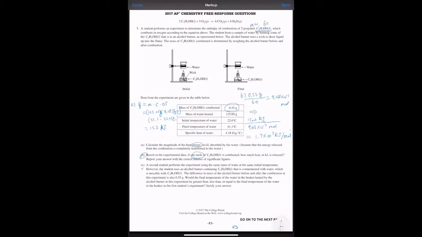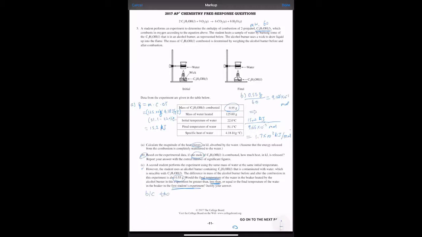For part C, the second student performed the experiment using the same mass of water, however the propanol is contaminated with water. Water is miscible, basically it has good solubility in alcohol, because both of them are polar solvents. If you use the same amount of contaminated propanol, then we can imagine that during combustion, the total heat released will be less than with the pure solvent. So the answer is the final temperature will be less than in the first experiment.